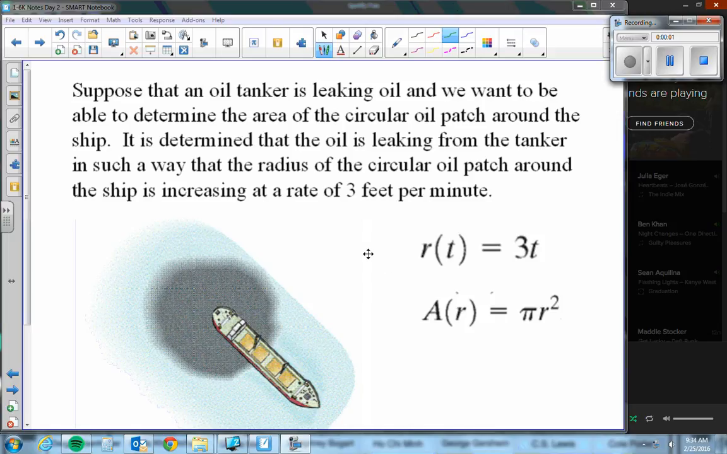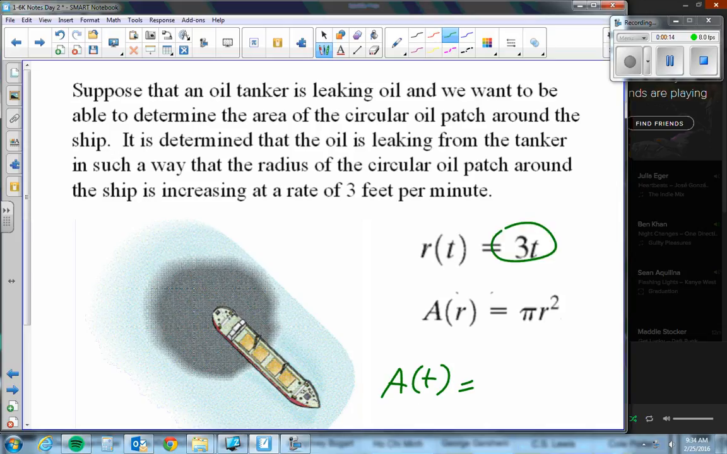Okay, just real quick, you don't have this in your notes, but here you're combining these two equations to form a new equation where you find the area of the oil spill in terms of time. It's easy, really. The radius is tripling every minute. You plug 3t in place of r here, you get (3t) squared, which is 9t squared. I'll write it like this: 9 pi t squared. That's our composite function, where the area is now in terms of t.